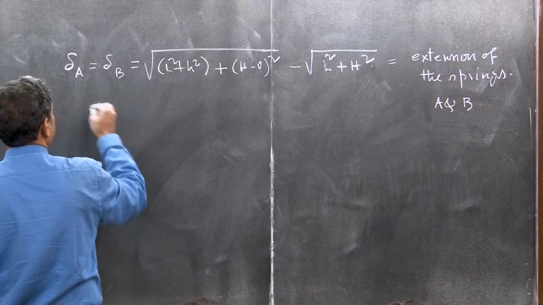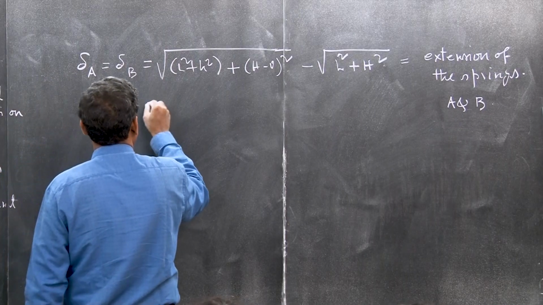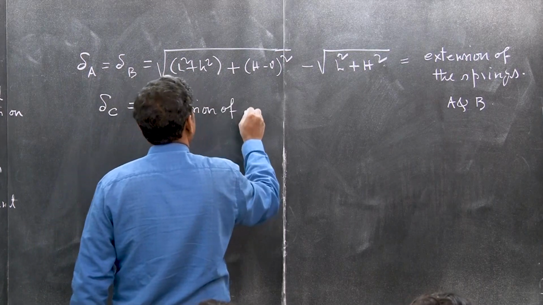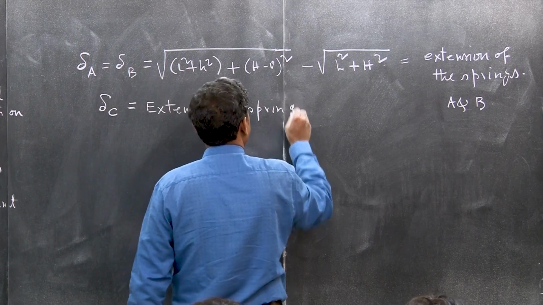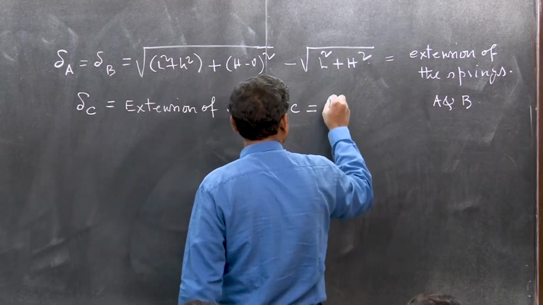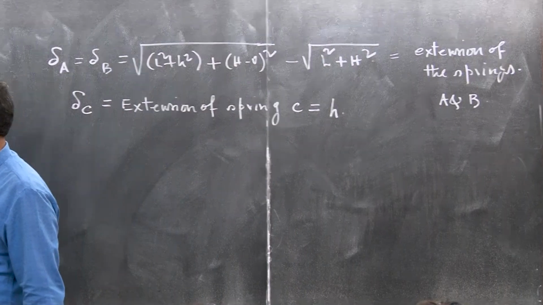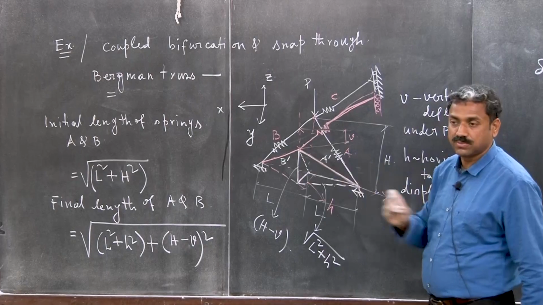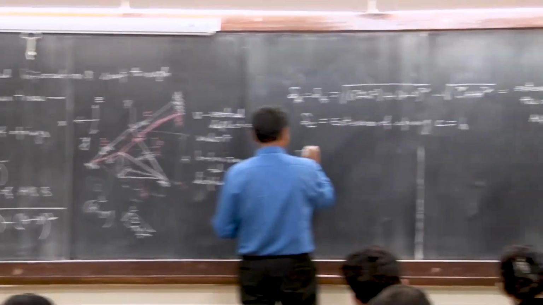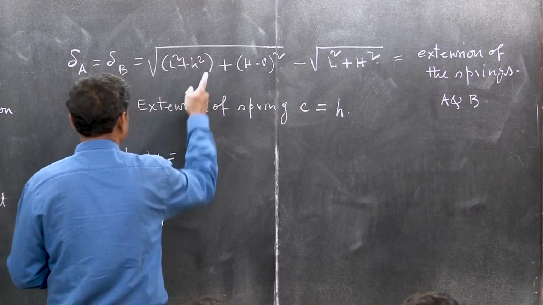And then the extension of spring C is nothing but what? It's the same as the horizontal H only, right, because it is deforming only out of plane, that is nothing but H, right. So this fellow is moving H, fine. So now we are going to write the potential energy function. So potential energy is strain energy minus work done. So strain energy is contributed by both the springs.